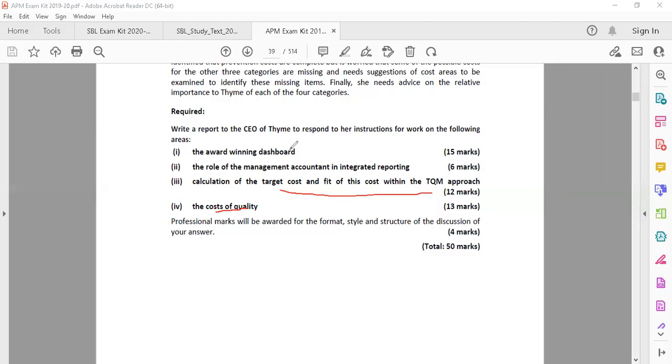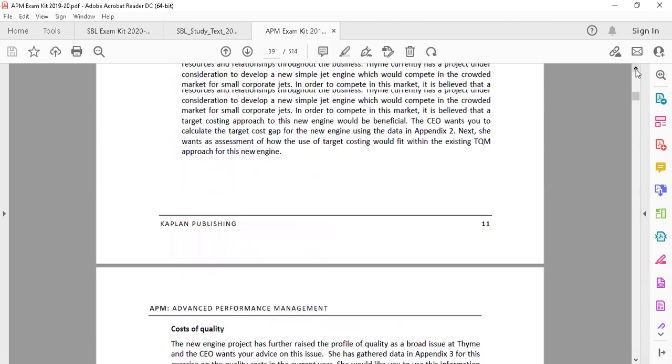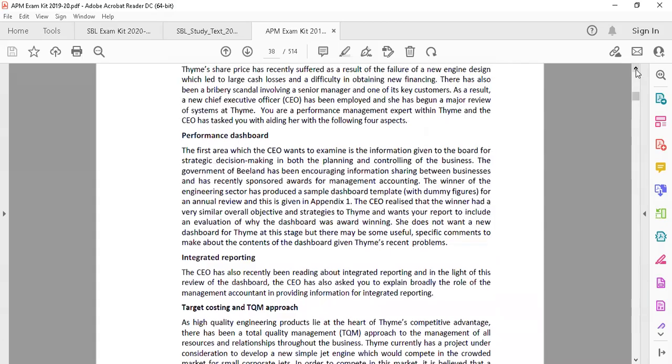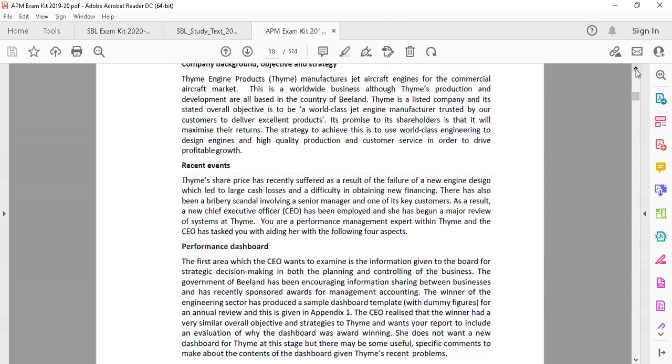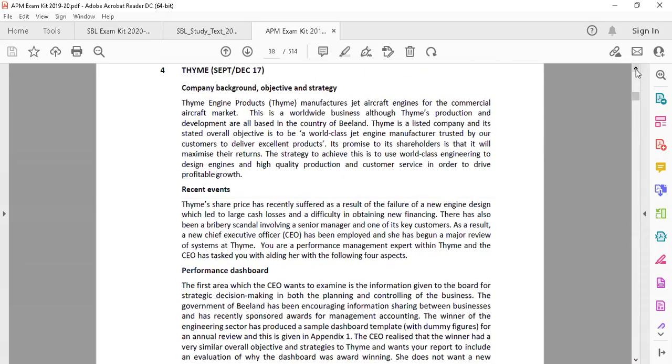What is given? What's the criteria given here? Let's also take up that part of it, and then see. The content is not very lengthy. We'll read through that case first. This is Time, company background, objective and strategy.